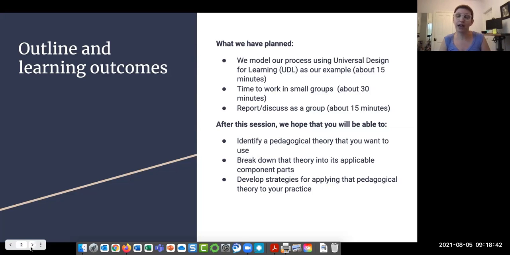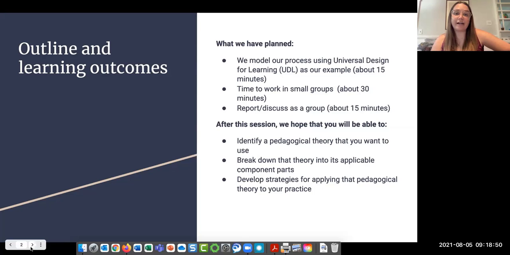We also on this slide have our learning outcomes, and I'll let Amy really quickly go over those. Sure. So after this session, we're really hoping that you'll be able to identify a pedagogical theory that you've been wanting to use in your classroom, and hopefully break down that theory into its applicable parts. So taking a large theory, breaking it down into its pieces, and then finally being able to develop strategies for applying that pedagogy into your practice, hopefully as soon as you leave here today.